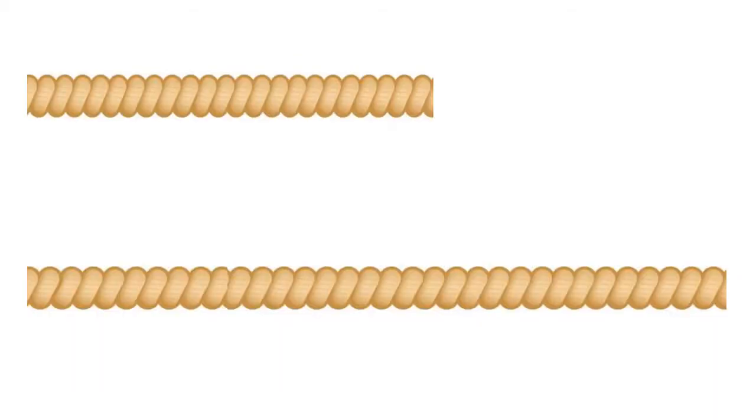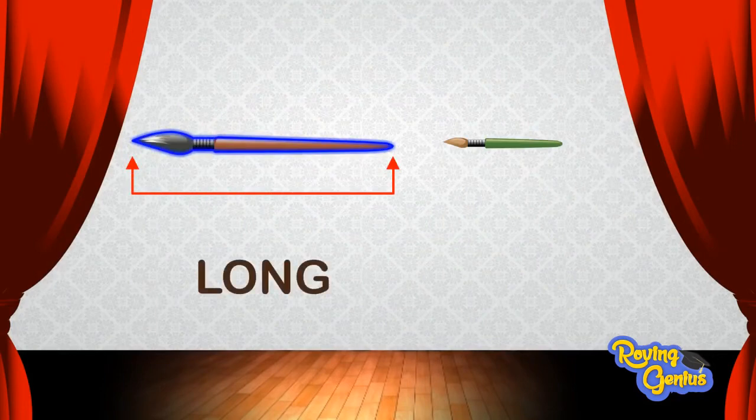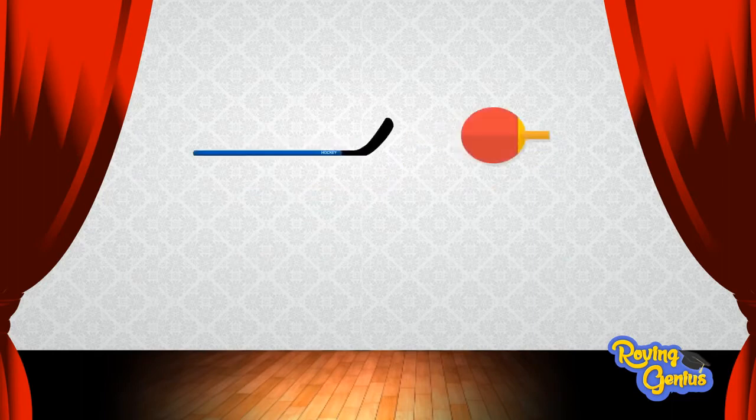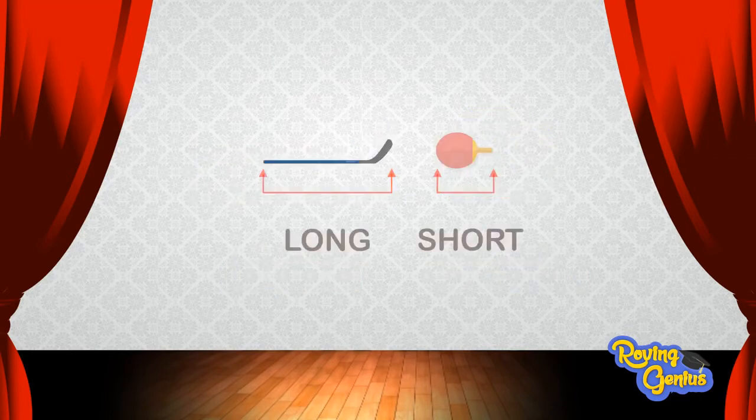These are two ropes. This rope is short. This rope is long. Look at these paintbrushes. This paintbrush is long, whereas this paintbrush is short. A hockey stick is long, and a table tennis bat is short.